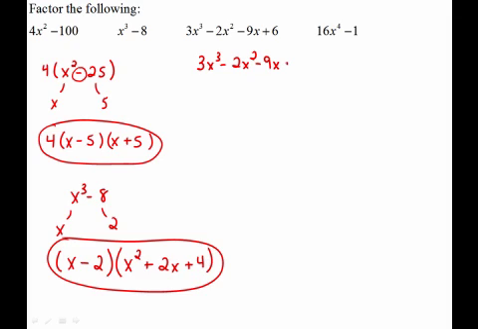The third type is going to be called factoring by grouping. We still have to look for a GCF, but there clearly is not one. The last term doesn't have an x, and 3, 2, 9, and 6 don't share any factors other than 1. So when you have 4 terms, basically what we're looking for is factoring by grouping.